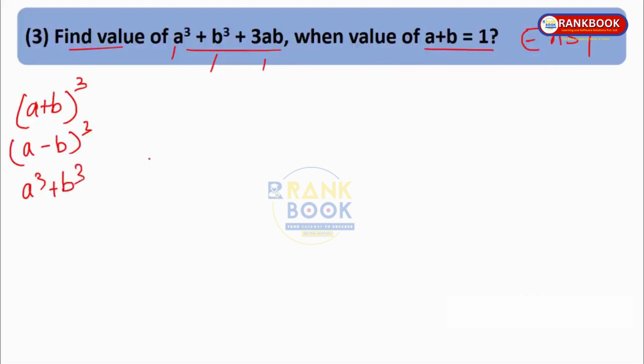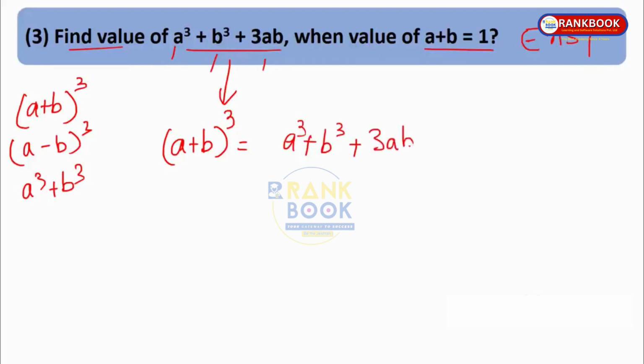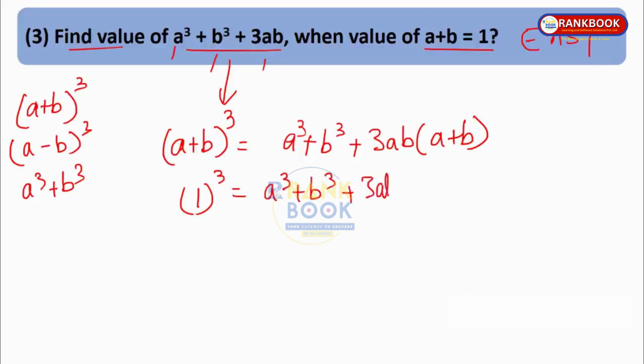But if you know the formula by heart, immediately you will recognize that this is the formula for a plus b the whole cube. That would be equal to a cube plus b cube plus 3ab into a plus b. Now we know the value of a plus b, that is 1. So what do we have over here? 1 cube would be equal to a cube plus b cube plus 3ab into 1. We just want the value of this, that is nothing but 1. So the value of this is 1. See how easy it is.